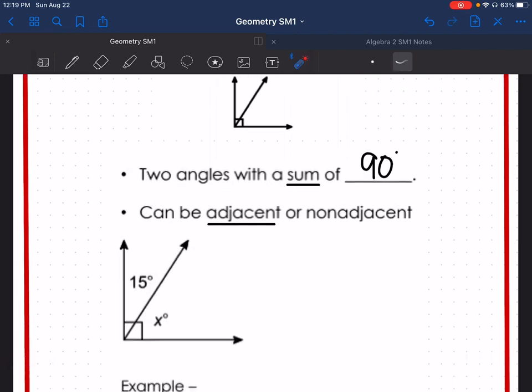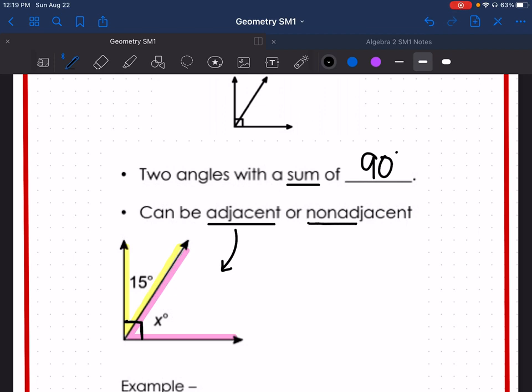Take a look at my picture. Let me go ahead and do this. This is what adjacent looks like. They share a side. So take a look here. Here's angle 1, it's 15 degrees. Here's angle 2, it's x degrees. And I know that they are complementary because of the 90-degree box right here. Okay, so 15 plus something has to equal 90 degrees.